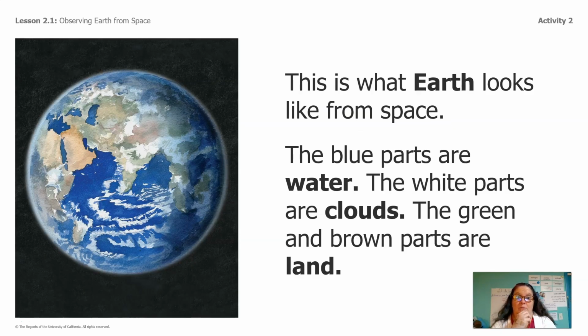Let's learn a little bit more about Earth. This is what Earth looks like from space. So in the book, when the astronauts were looking down from the space station, this is what the Earth looks like. The blue parts are water, and the white parts are clouds, and the green and brown parts are land. This is also a good picture because we can get a better idea about the shape of the Earth. What do you notice about the shape of the Earth when you look at this picture?